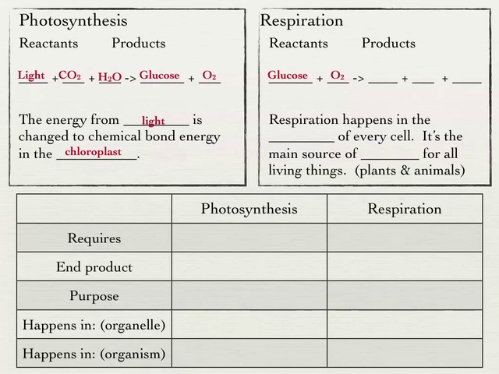And it produces three things. Annika, what's one? ATP. Emily, what's another? Carbon dioxide. Anthony, what's another? Water. Yes. ATP, carbon dioxide, and water. Those are the products. That's what is produced.